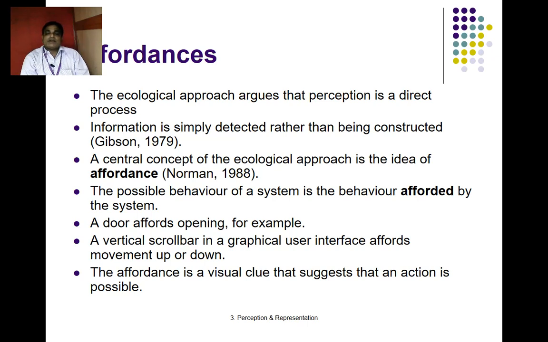Possible behavior of a system is behavior afforded by the system means the user has to understand how the system will behave. Some clues should be provided. That is the meaning of this sentence. Possible behavior of a system is behavior afforded by the system. A door affords opening, for example.